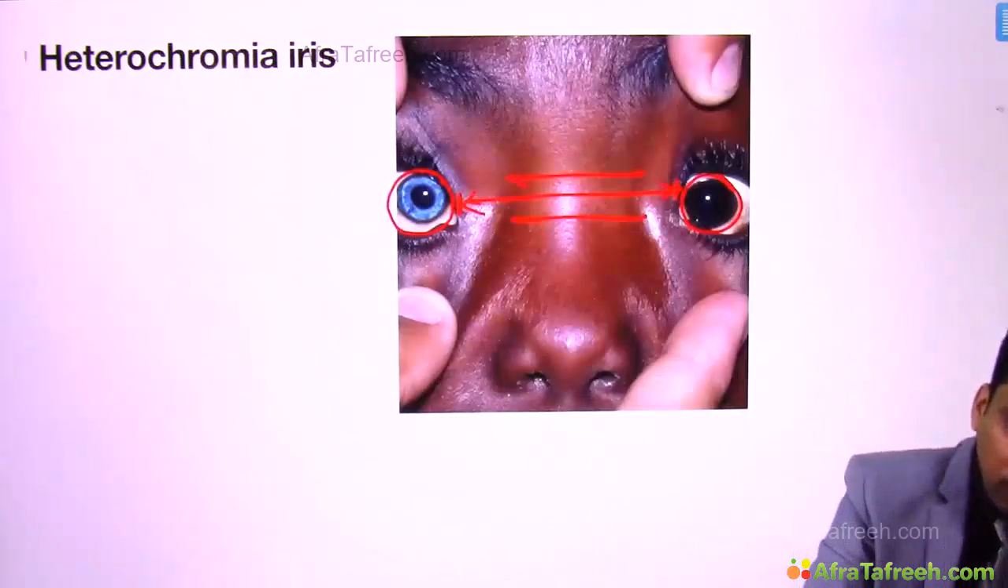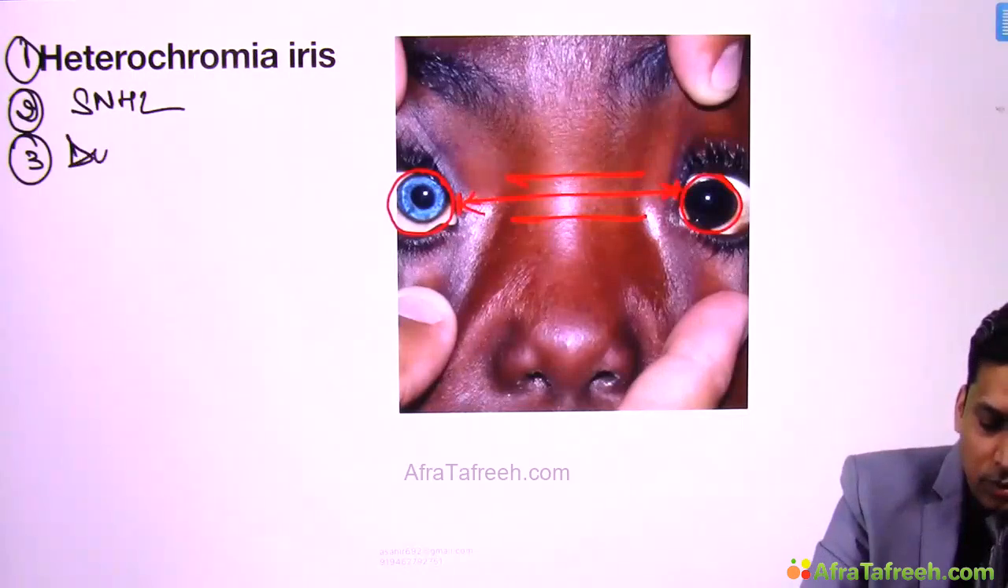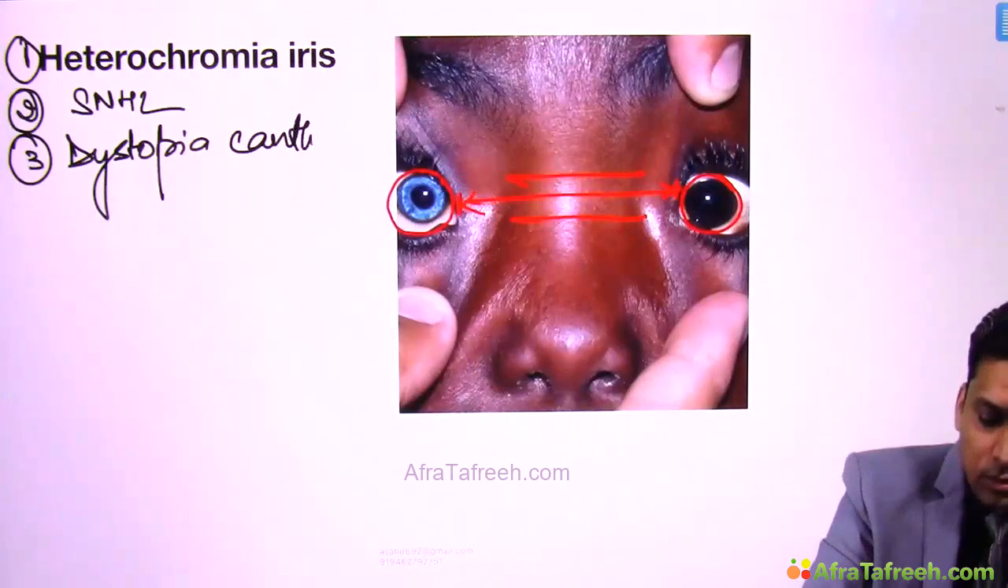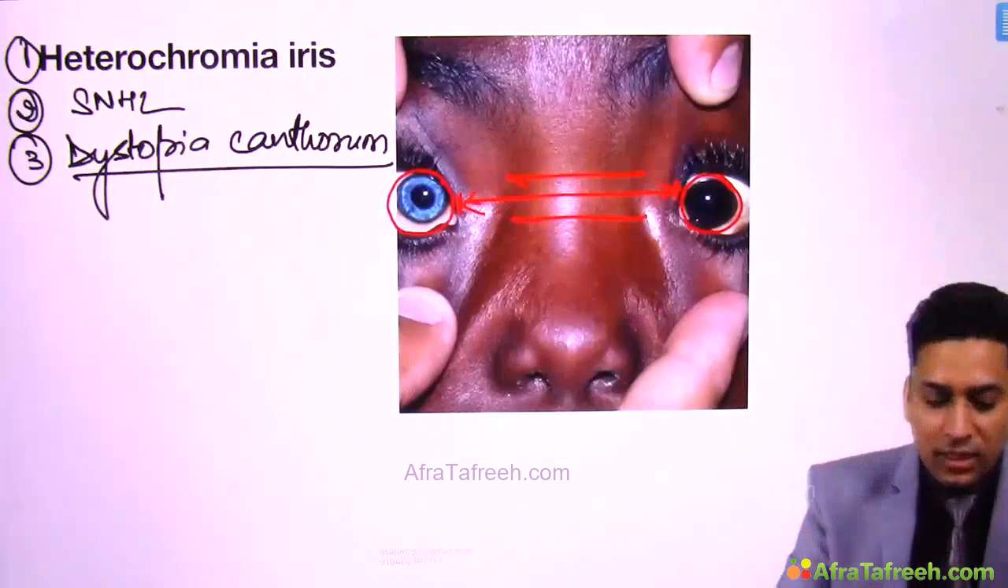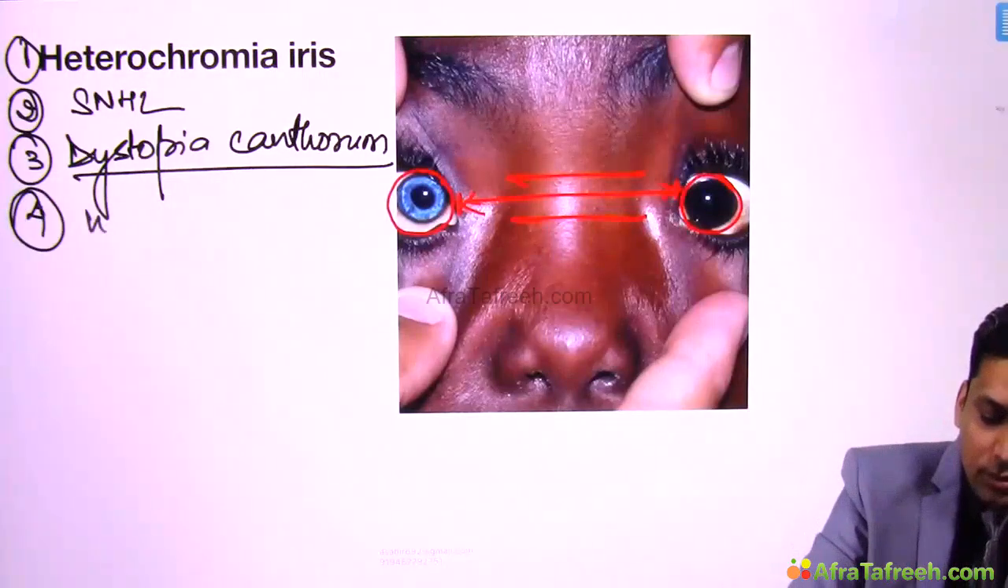You might read this in ENT also, because there is sensorineural hearing loss. So first is heterochromia of the iris, second is sensorineural hearing loss, third is dystopia canthorum. Dystopia canthorum means the distance between the inner canthus increases, and there is a broad nasal root with white forelocks.